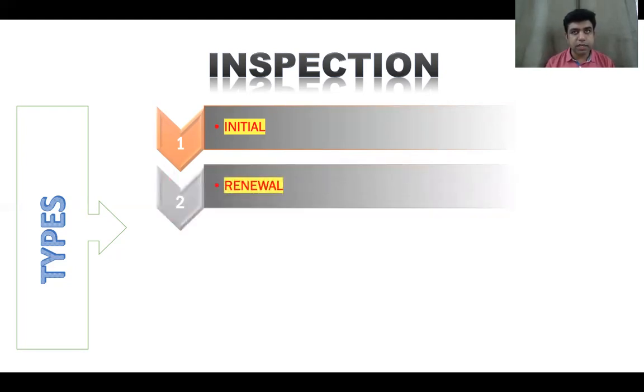The second category is the renewal inspection. Renewal inspection is when the 15-year term has finished, and we need to go for the second inspection, the second-time inspection. That is the renewal inspection.